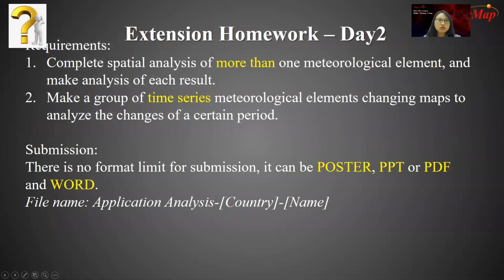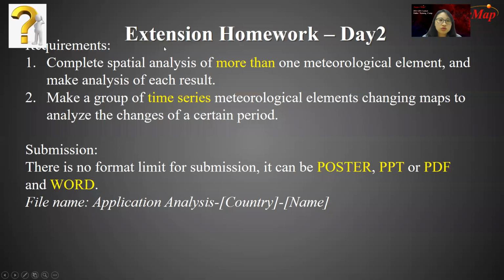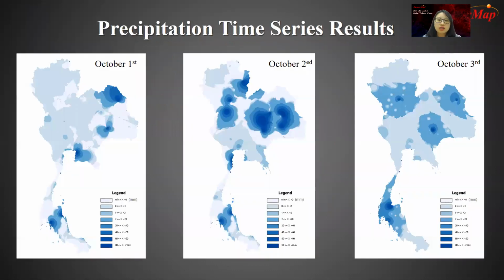And for today's work, I also give you an extension homework. If you finish the general homework, you can further do the extension homework. The extension homework's requirements are to complete spatial analysis of more than one meteorological element and make analysis of each result. And the second requirement is to make a group of time series meteorological elements changing maps to analyze the changes of a certain period. Here I made an example.